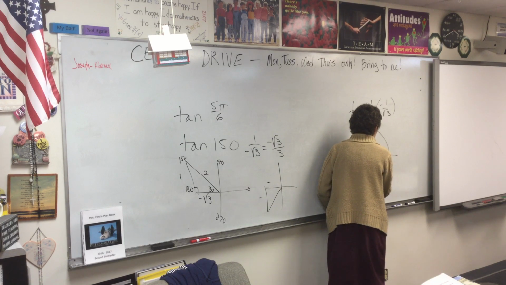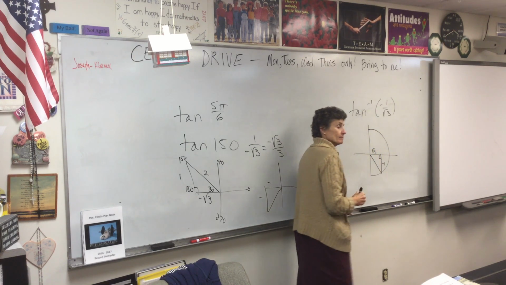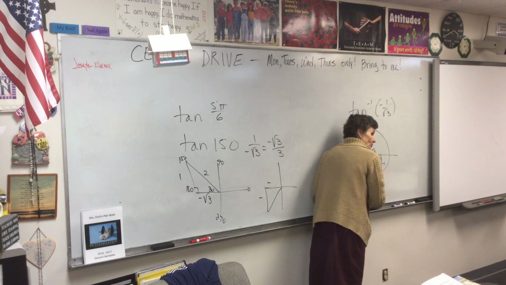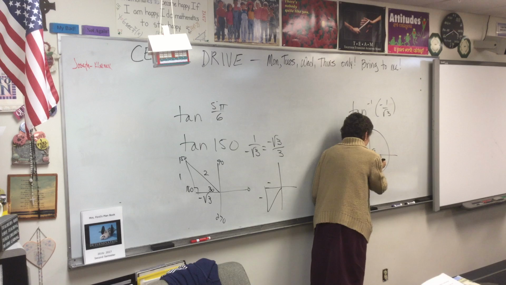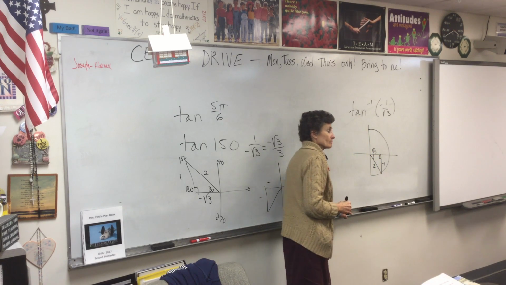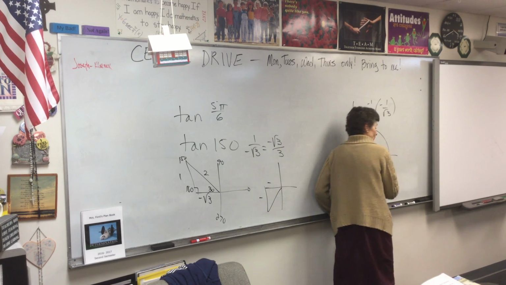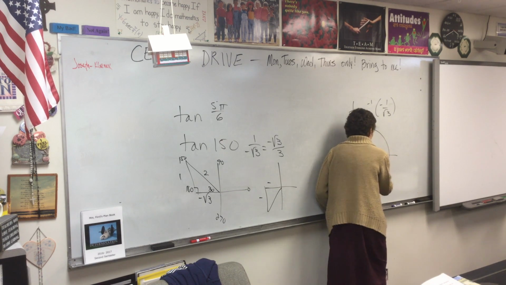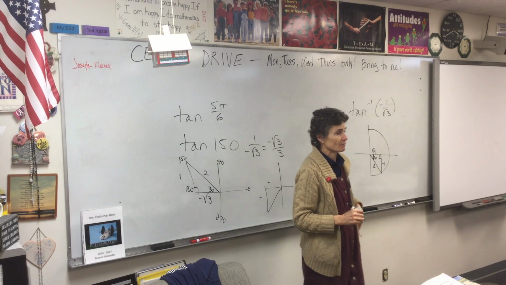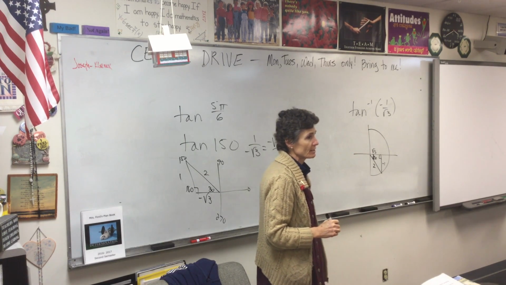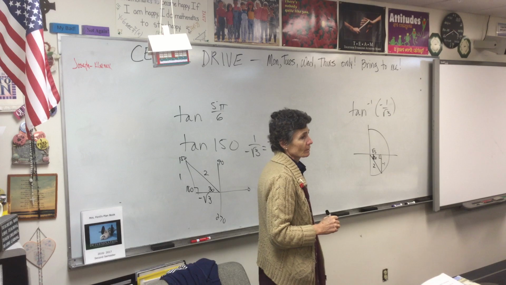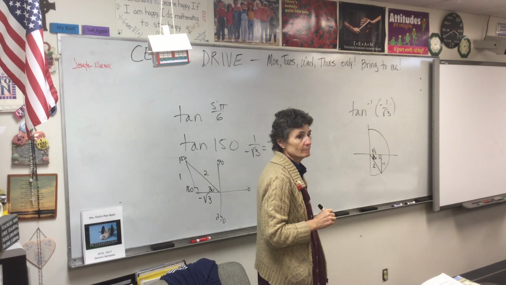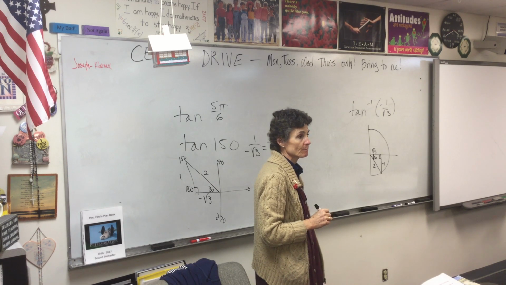Tangent is opposite over adjacent. I recognize those numbers. This is a 2. How big is that angle right there? Across from the 1, 30. But the answer isn't positive 30. You're going down, so the answer is negative 30 degrees. Positive 30 would put you in quadrant 1. Go negative 30.